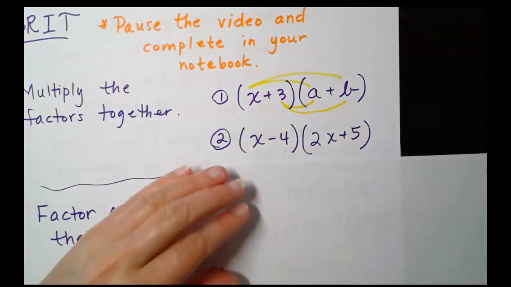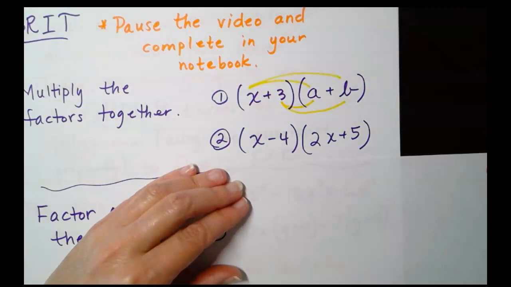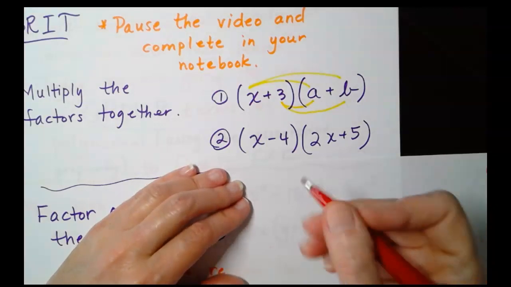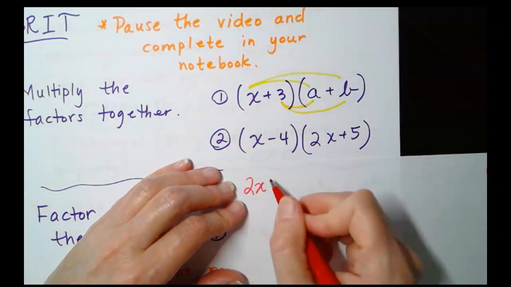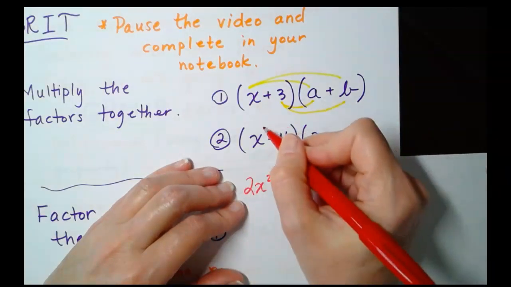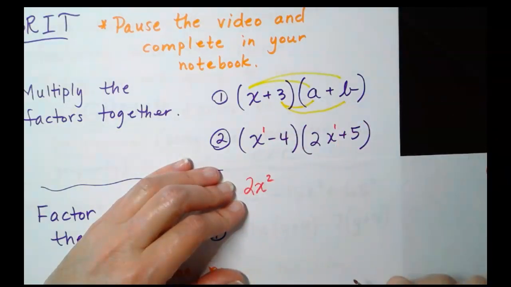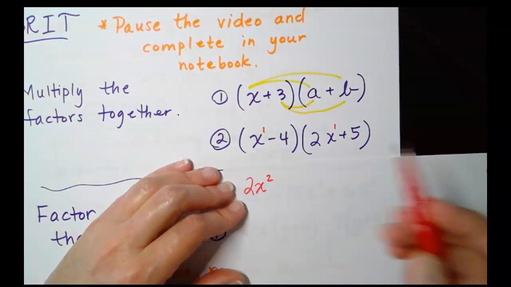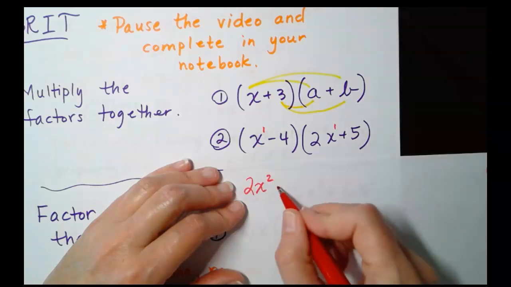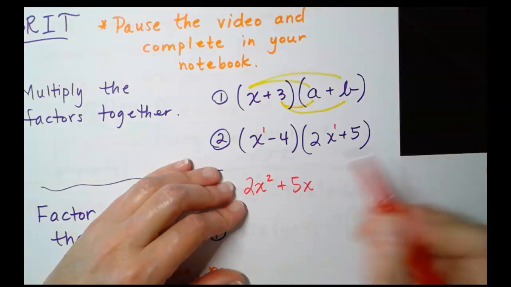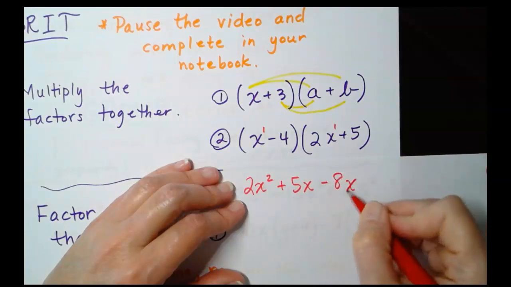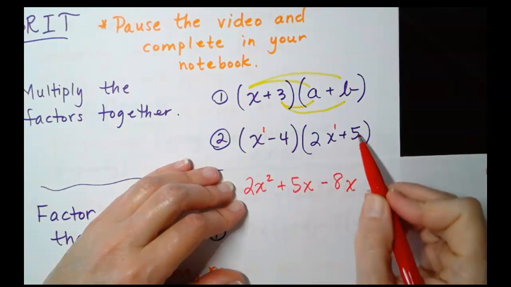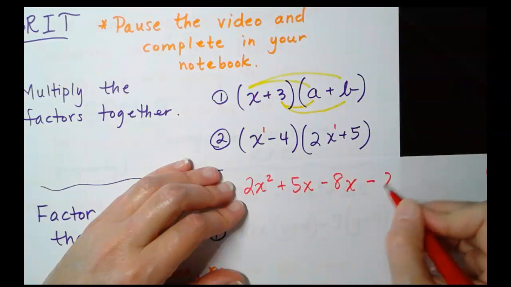Warm-up number 2 is x minus 4 times 2x plus 5. We'll do this one a little bit more quickly. First sides, 2x squared. Remember, this is x to the first times x to the first. Add the exponents when we're multiplying and the bases are the same. Outsides, x times 5, plus 5x. Negative 4 times 2x, negative 8x, and then negative 4 times positive 5, negative 20.